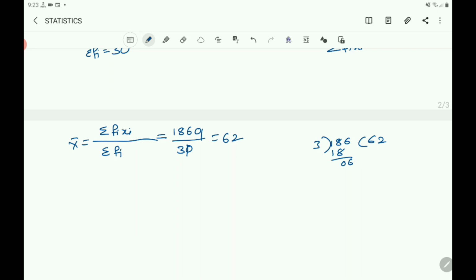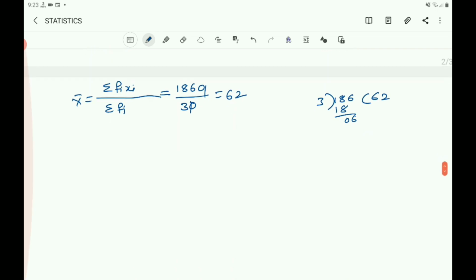And this is the direct method of finding the mean. So which method is it? It is called the direct method. It means there are some other methods also. So what are the different methods of finding the mean of the frequency distribution table?